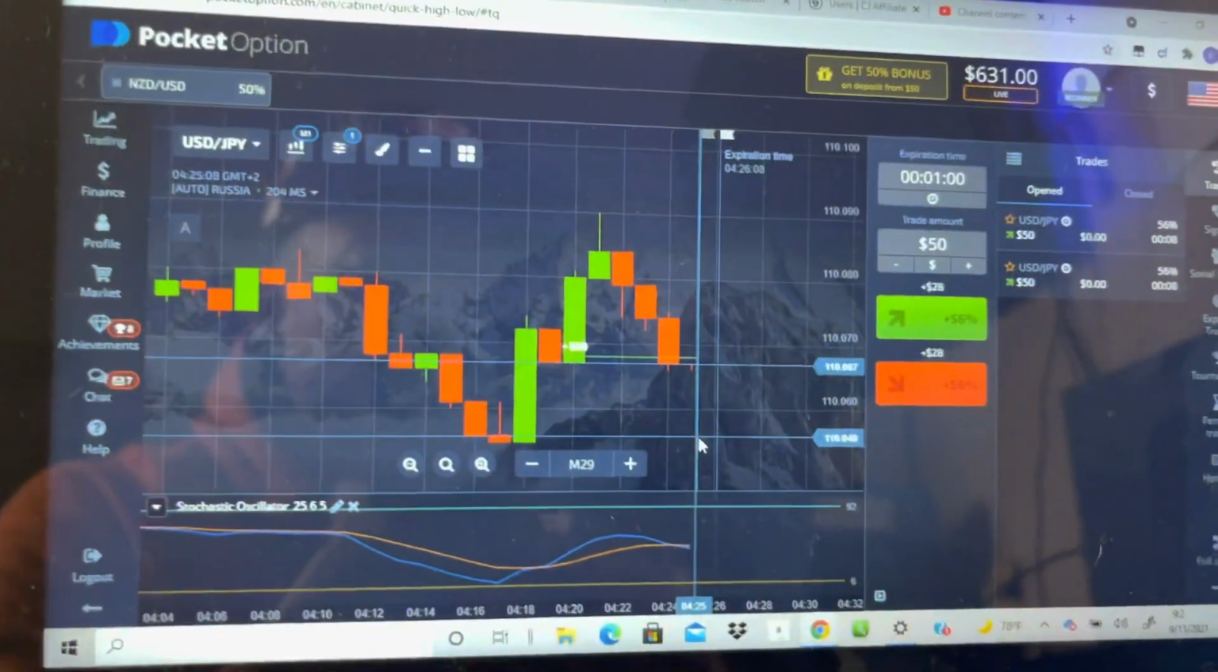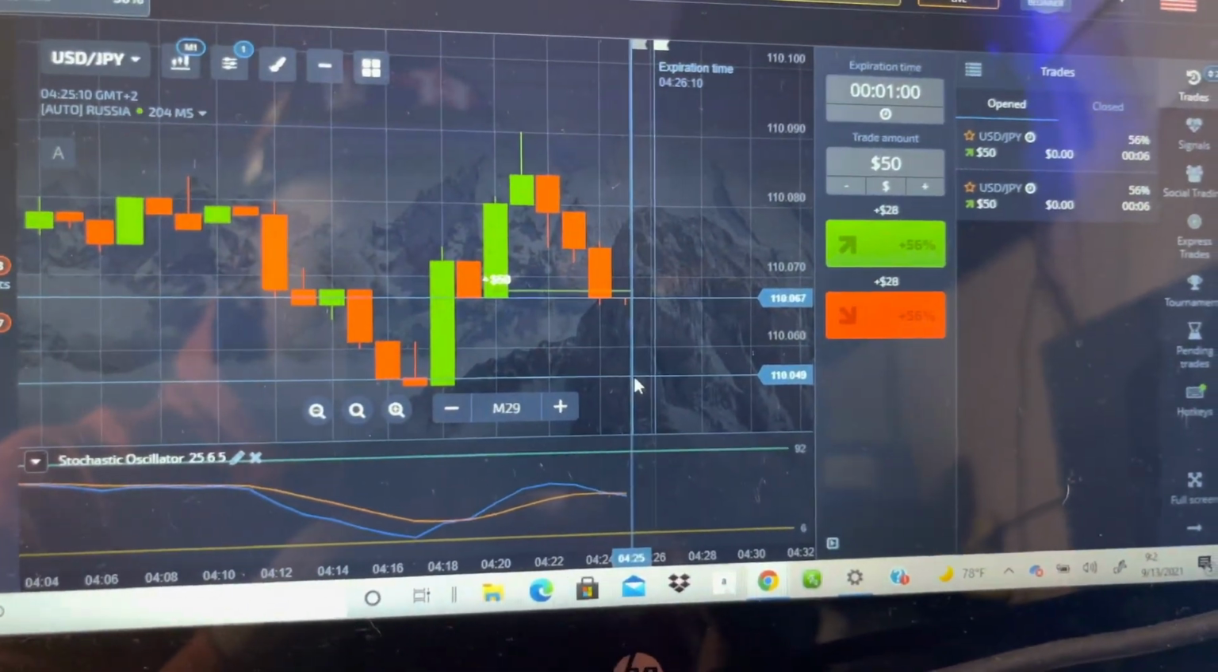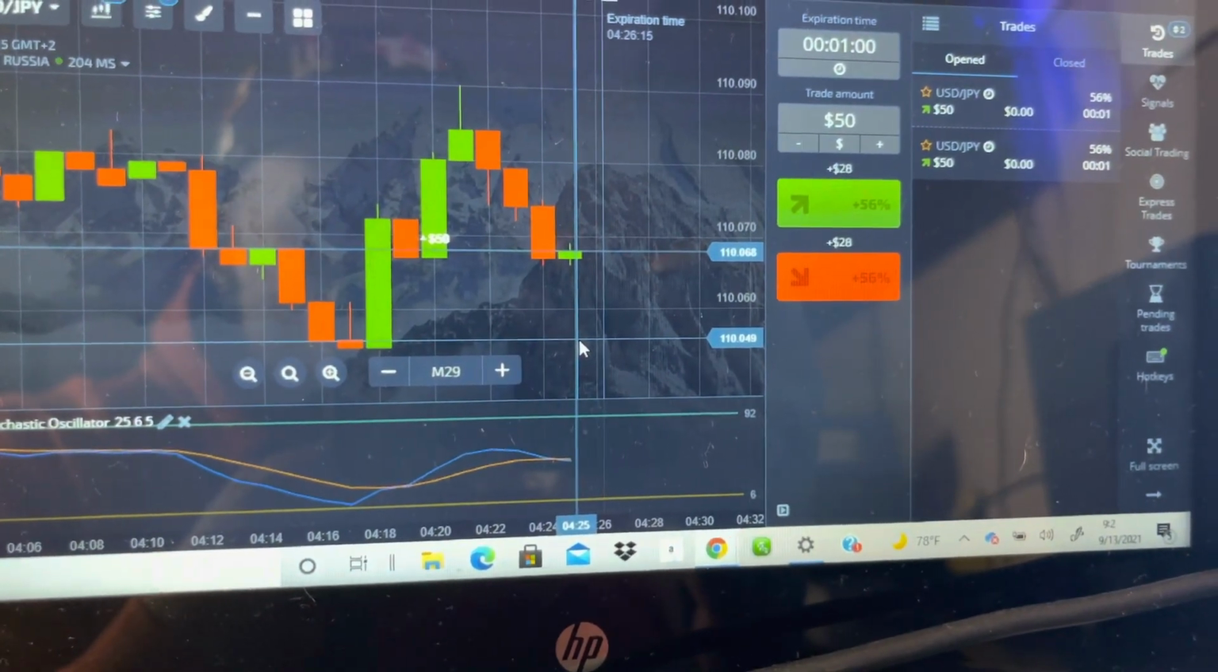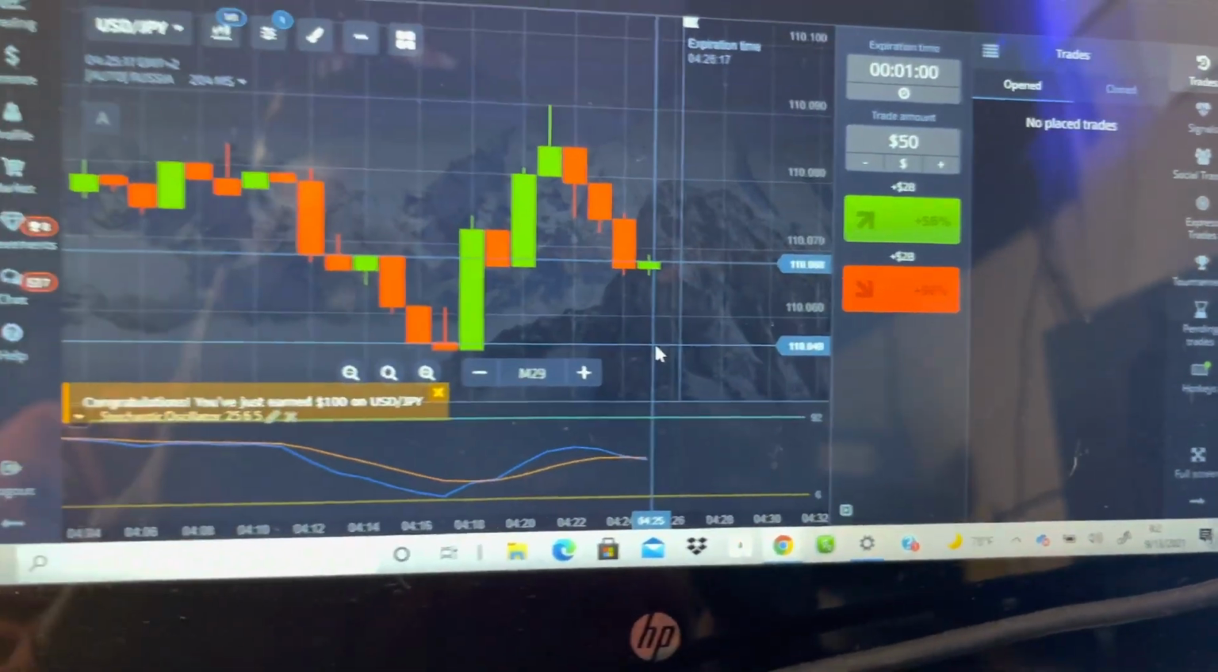We got 10 seconds left in this trade. Let's see if we get some big push-ups. See if we get some push-ups. Let's go. Up. Are we going to break even? Yeah, we ended up breaking even.